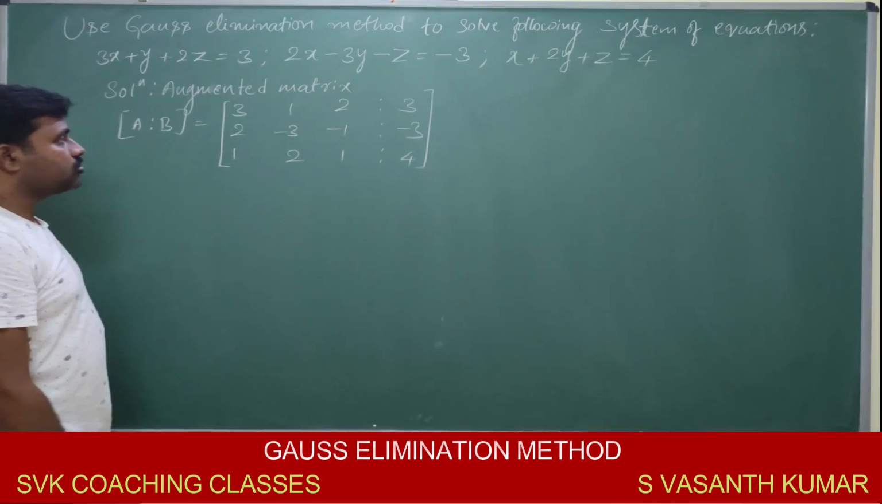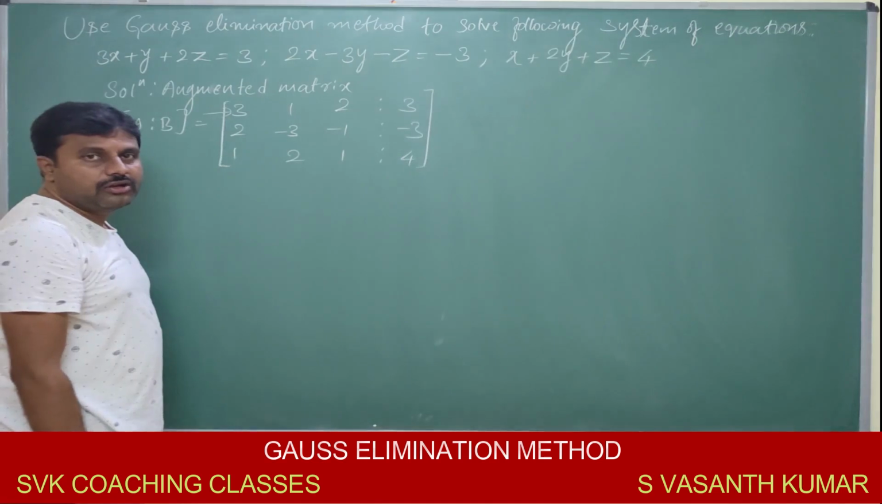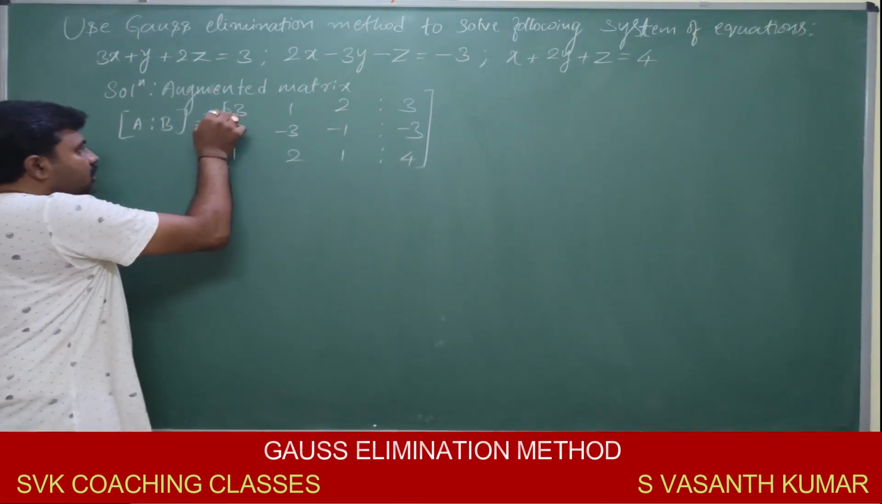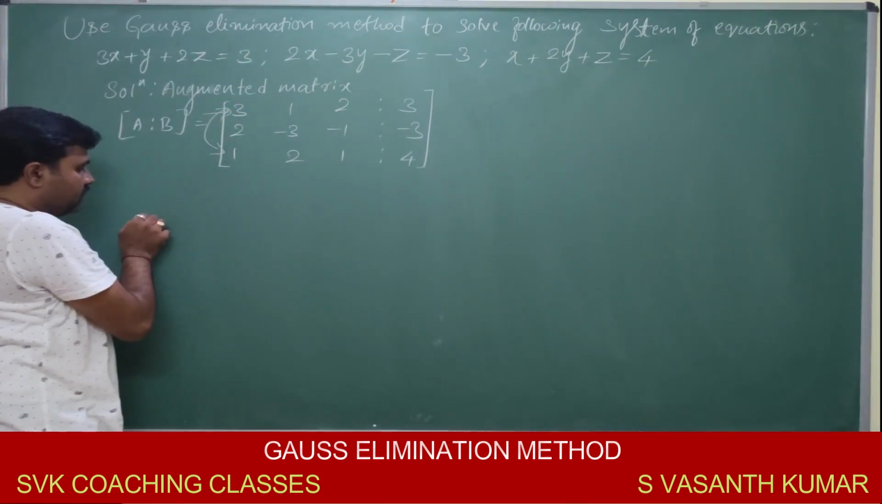Now I should make sure that the leading entries of the diagonal elements should be 1, non-zero. This is the main thing. So I am going to interchange the rows R1 and R2. So this matrix is being interchanged.